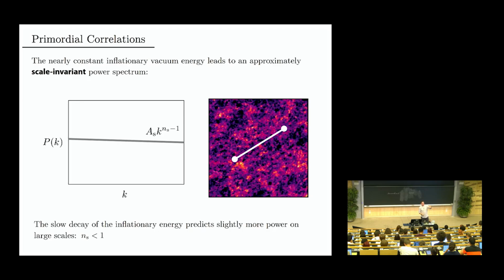But since the conditions during inflation are almost the same, because it's a constant vacuum energy density, it creates the same power for each of these wavelengths. And that's what you're seeing in this plot.